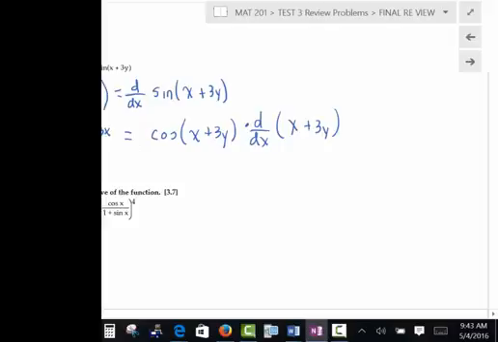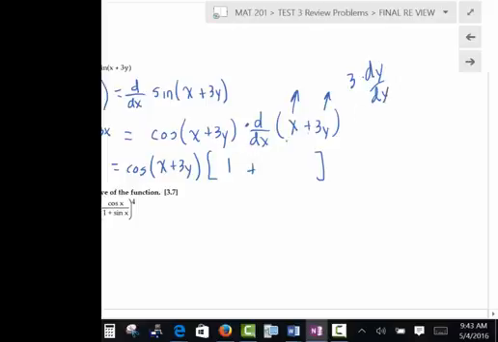Okay, so what we're going to have is 3e to the 3x. That's equal to the cosine of x plus 3y. So that's all done. Now let's focus on this derivative, which hopefully is pretty simple. Derivative of x is what? 1. Derivative of 3y is what? 3 times dy over dx.